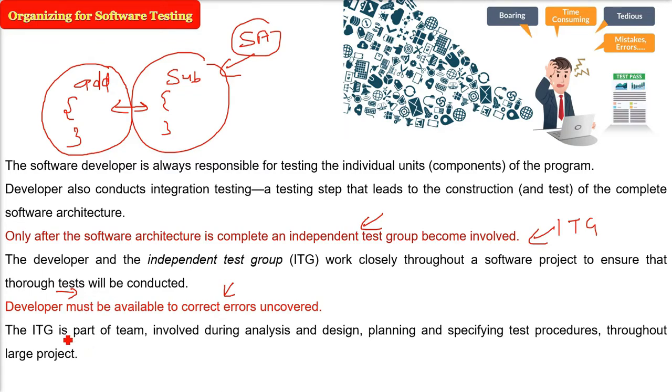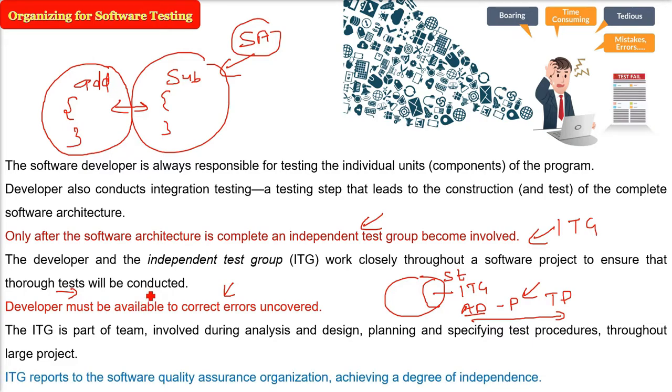So the ITG can be a part of a team. For example, there is a whole project team, so there will be an ITG team, that is quality assurance, quality control, the testing team you can say. And they are involved during the analysis and design also, planning and specifying the test procedures, throughout a large product, if the system to be made is a large project. From initial to the end level, they will be involved, because testing is all about checking every time. So checks have to be there. This is the ITG role.